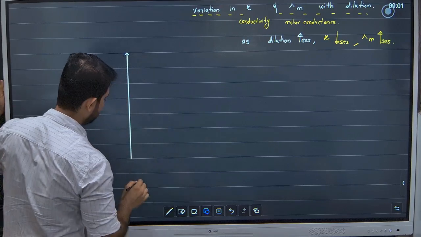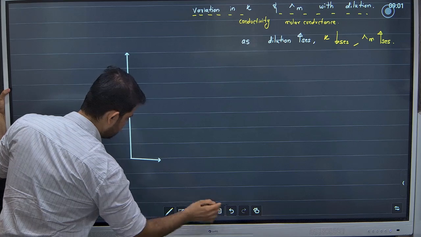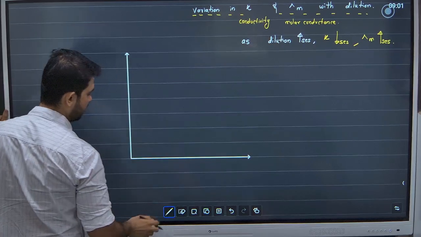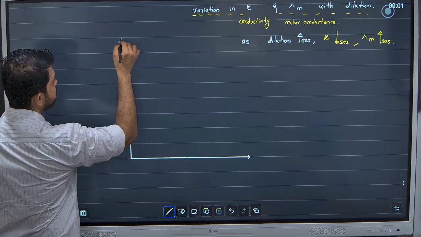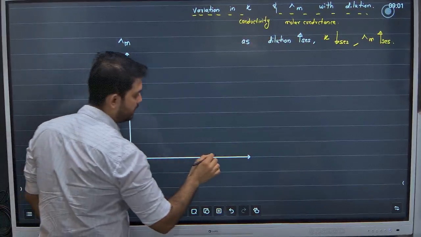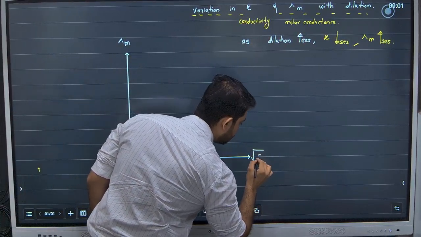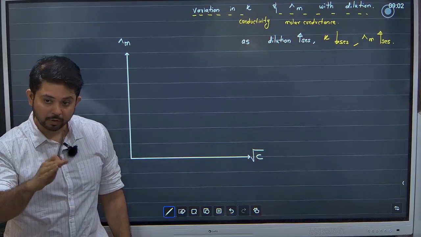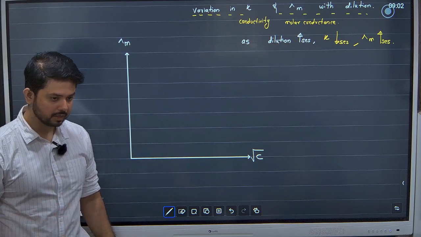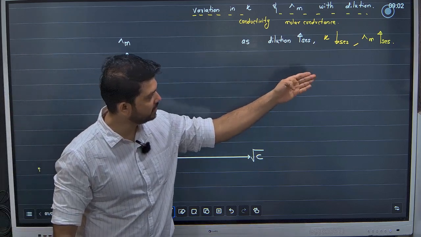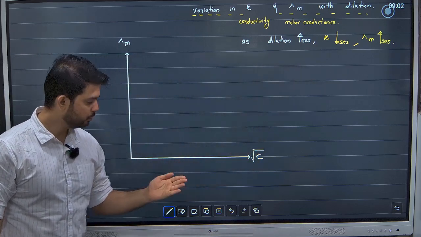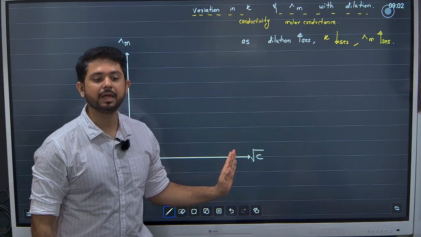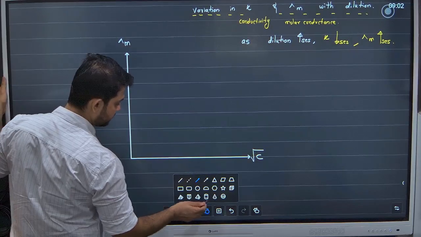तो यहाँ पे I have molar conductivity and over here I have concentration. So this is lambda m. यहाँ पे I have square root of concentration. We're plotting it. दोनों तरफ से plot करते हैं. As dilution increases, kappa will decrease, lambda m will. उल्टा बोल दूं तो if concentration increases, kappa will increase and lambda m will decrease.